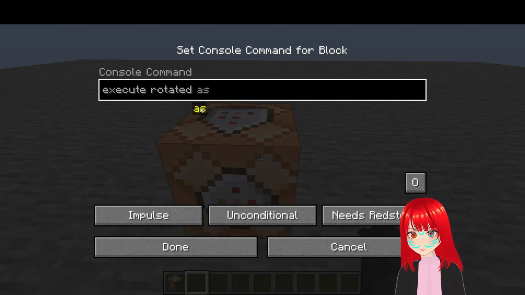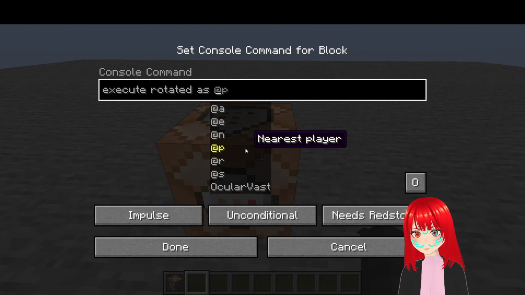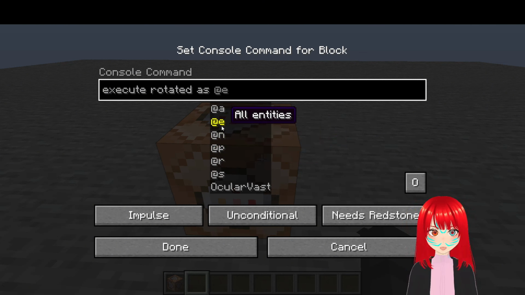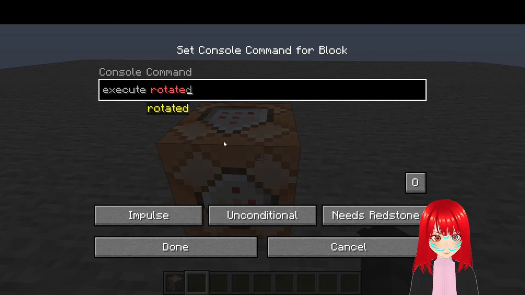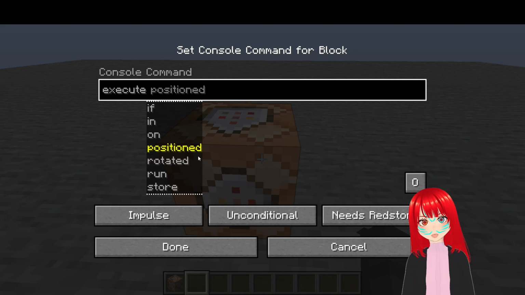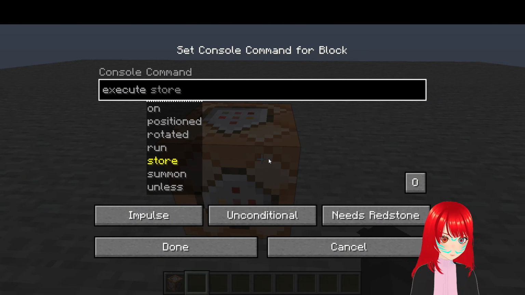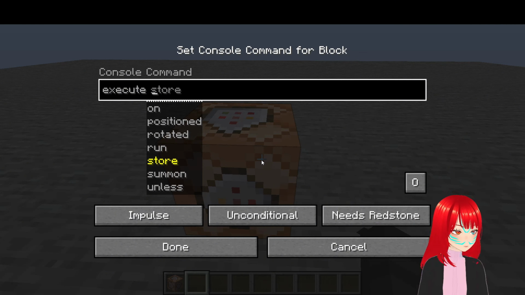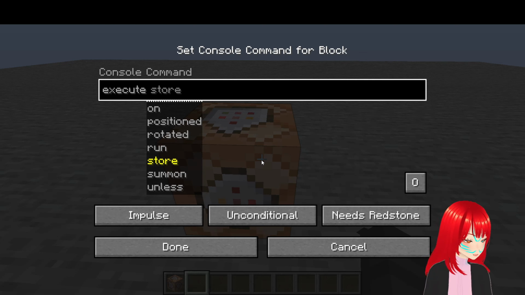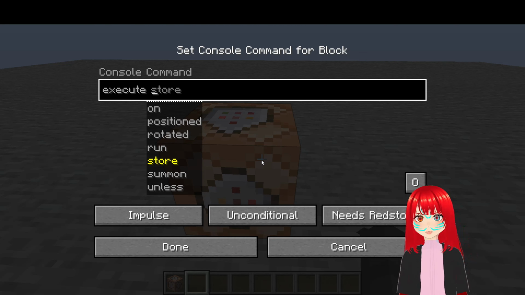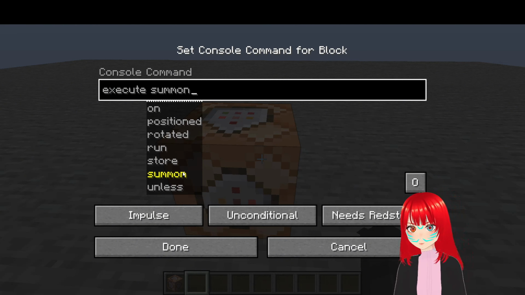Rotated as a player, right? If you or entity really. If you share the same rotation, it'll execute the command. Run, I'm gonna do store last. It's kind of difficult for me to explain, so I'm really contemplating how I'm gonna do that while explaining all these other things. Summon, right?